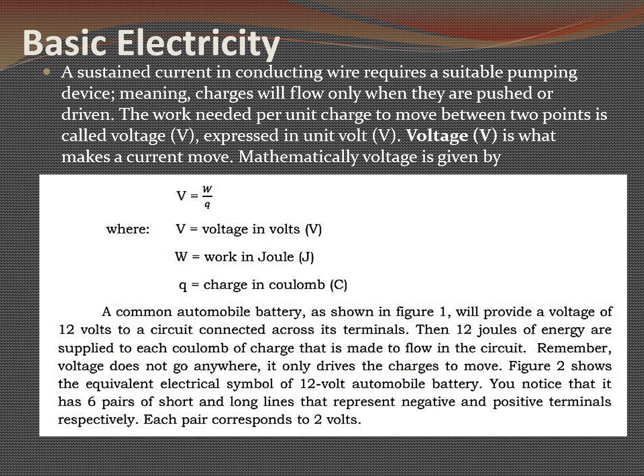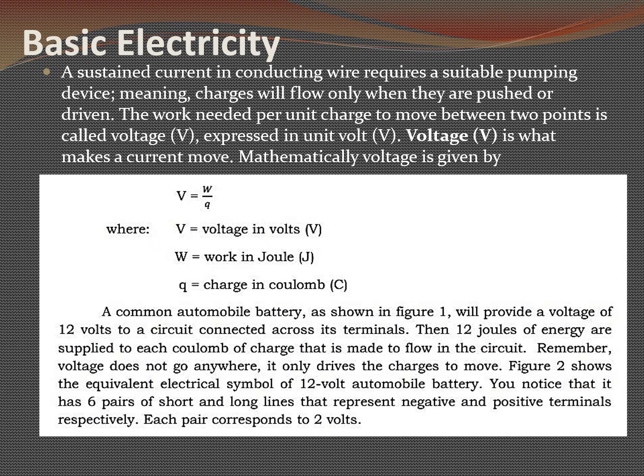Additionally, a sustained current in a conducting wire requires a suitable pumping device, meaning charges will flow only when they are pushed or driven. That's why, for example, a source of energy like a battery has voltage. The energy needed per unit charge to move between 2 points is called voltage. It is expressed in the unit volt, and the symbol is the large letter V. So voltage is what makes a current move.